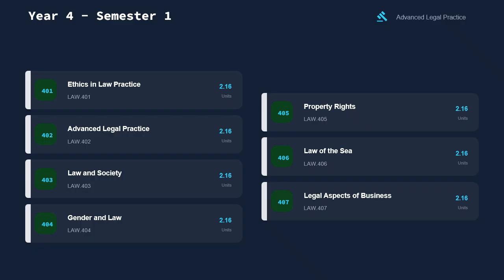Real-life example: negotiations for a BBNJ, biodiversity beyond national jurisdiction, treaty illustrate efforts to address governance gaps in high seas conservation. Practical application: lawyers advise on emerging regulations, participate in treaty negotiations, and advocate for sustainable governance. Students analyze emerging issues. They learn to shape legal development.